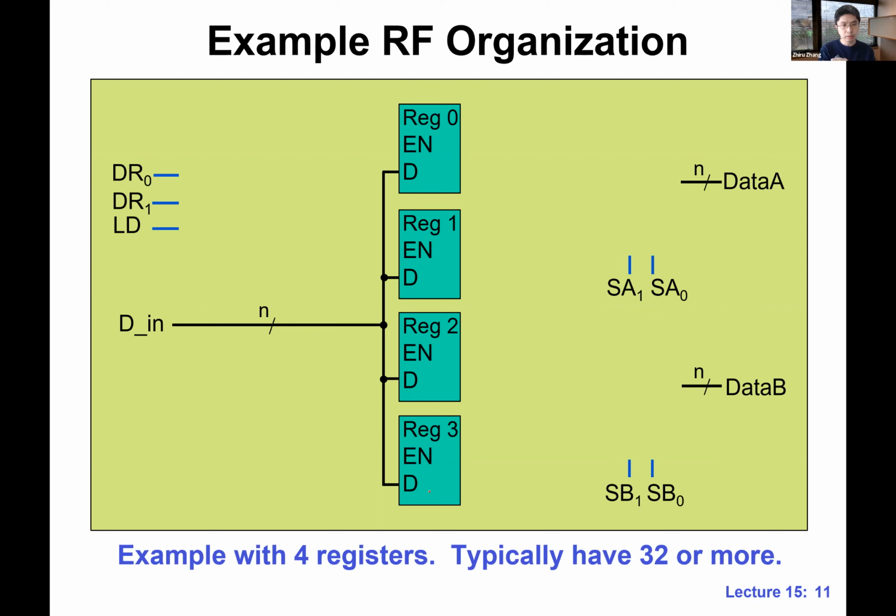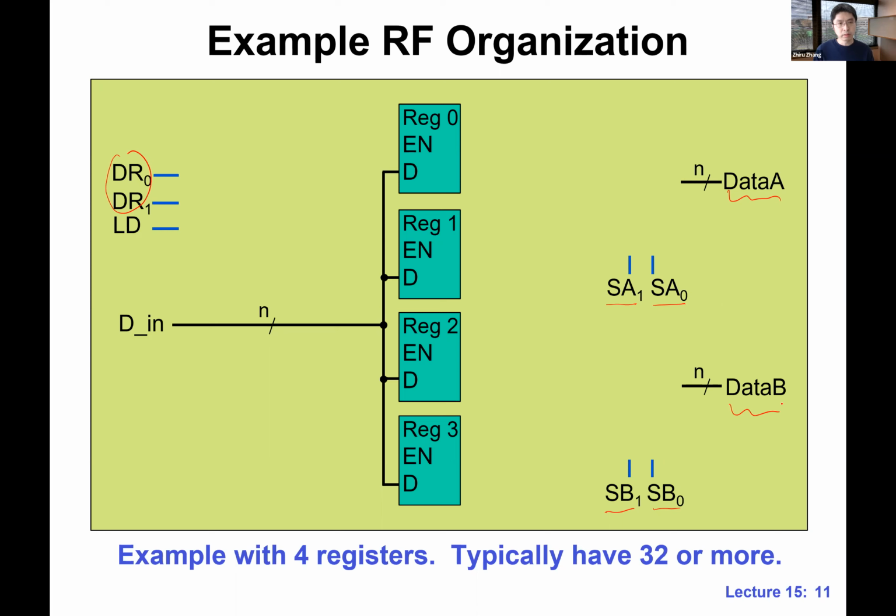So how many bits do we need per address? Just 2 bits. See here, we have 3 addresses, and each one has 2 bits: SA1, SA0, SB1, SB0, and here, DR. So these are the addresses. And this is the read port, right? So we want to read out 2 values, data A and data B.